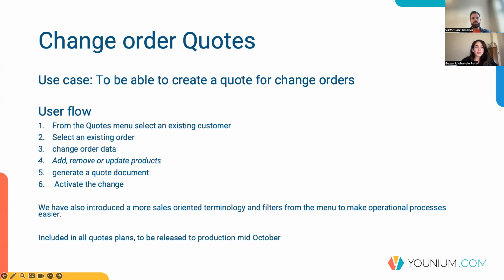So the user flow will be that from the quotes menu, you can select an existing customer, you can select an existing order. You can change order data on the quote. You can add, remove, or update products. You can generate a quote document to distribute to your customer, either from our e-sign connectors or outside of Younium. And then lastly you can activate the change.